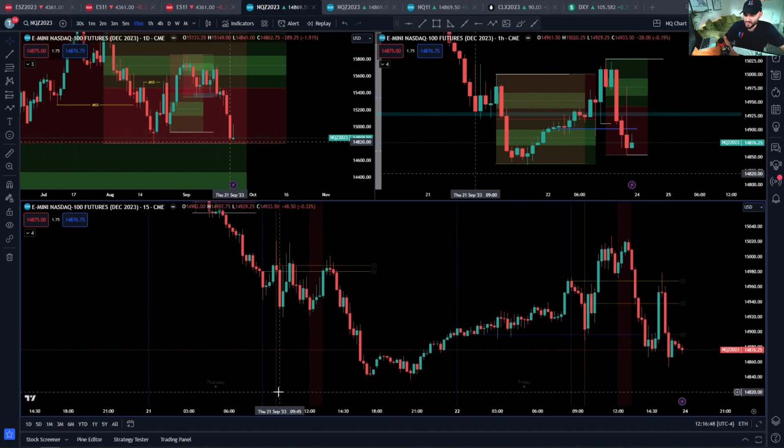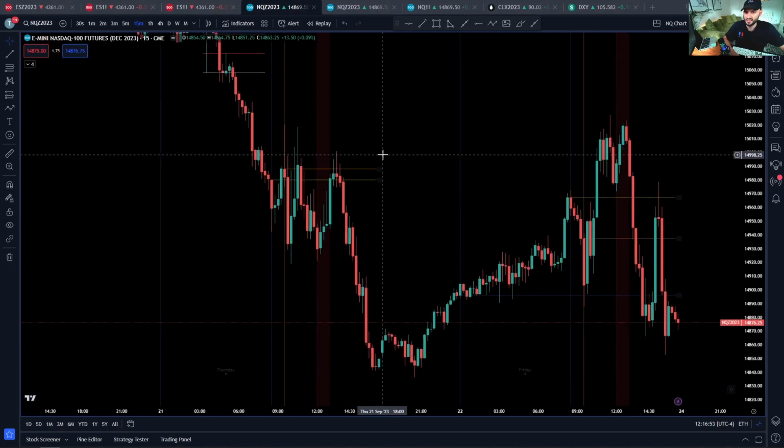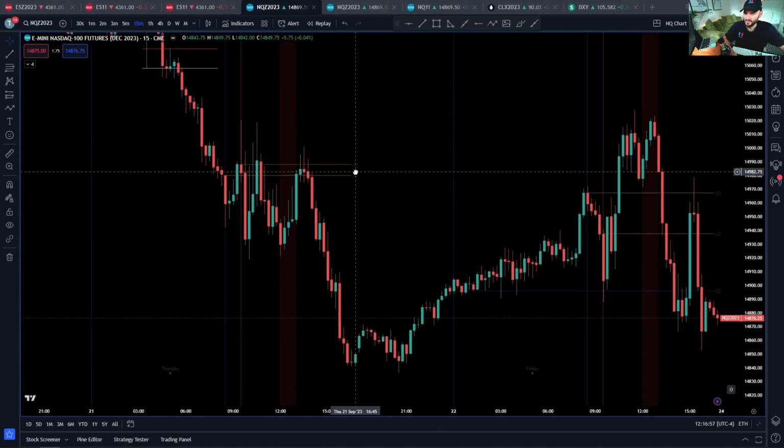We can jump down to 15 minute. So let's have a look at 15 on this day. So this is Friday the 22nd. So how could we have got in sync with this price action on the 15?